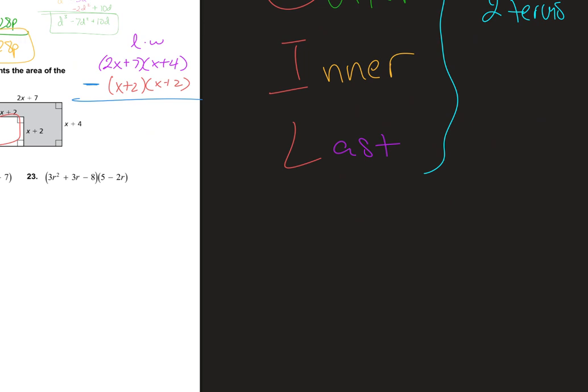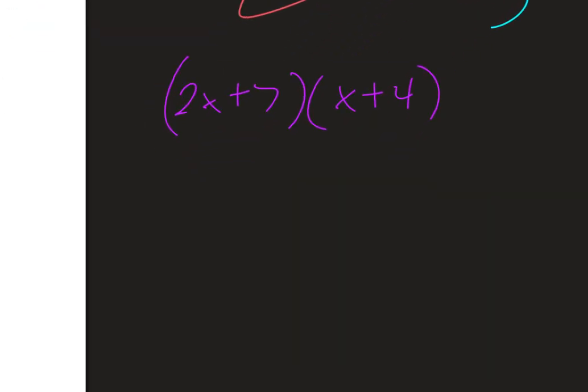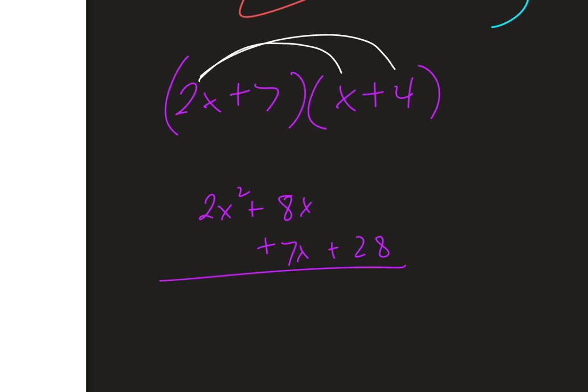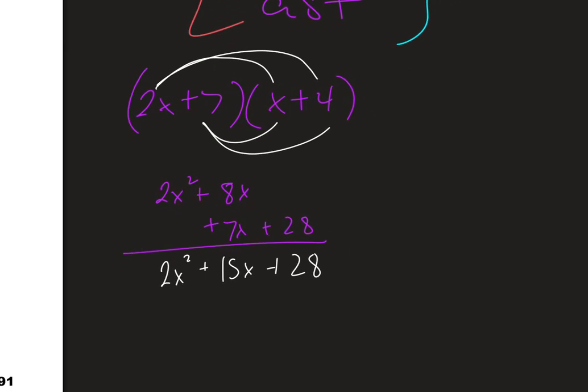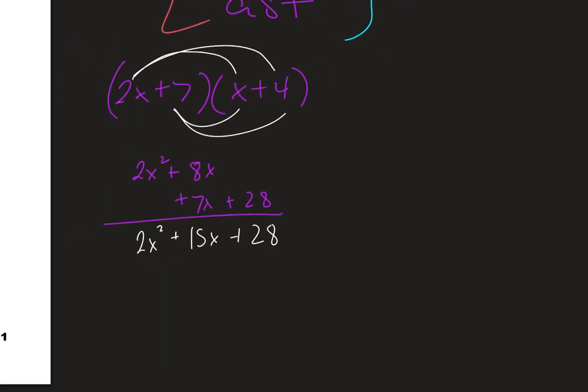So first is 2x plus 7 times x plus 4. All right. This is 2x squared plus 8x plus 7x plus 28. How did I do that? Those two, sorry. Here we go. These two times these two and these two, right? We would get 2x squared plus 15x plus 28. And the other was x plus 2 times x plus 2.